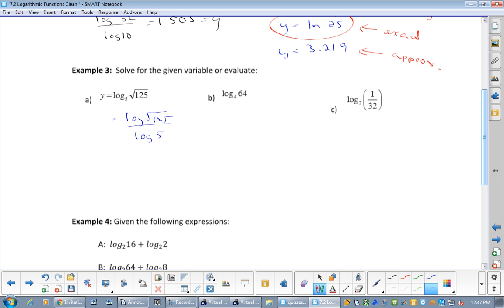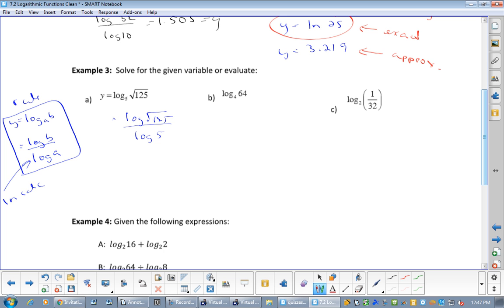So can I give you this rule right here? This is another rule. I had the one on the last page. The rule is if you have y equals log a of b, this is the same thing as log b divided by log a in calc. Okay, so we want to have that rule on our study sheet. You do not want to forget that rule. That's pretty important. If you have log a of b, how do you put that in your calculator? Log b divided by log a.